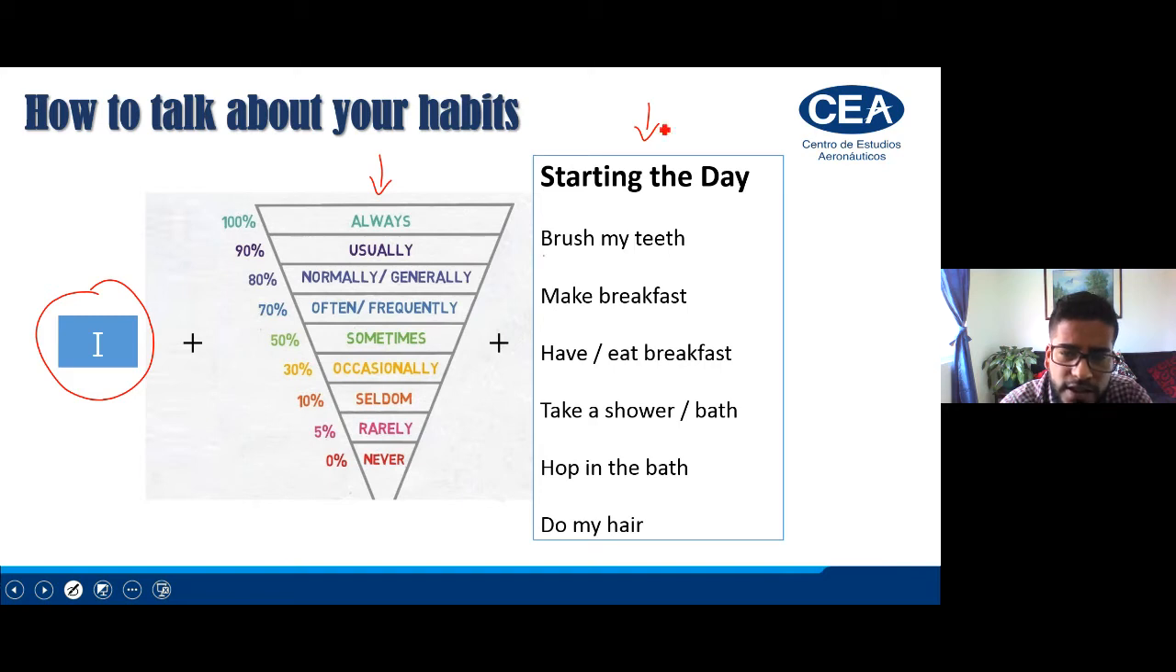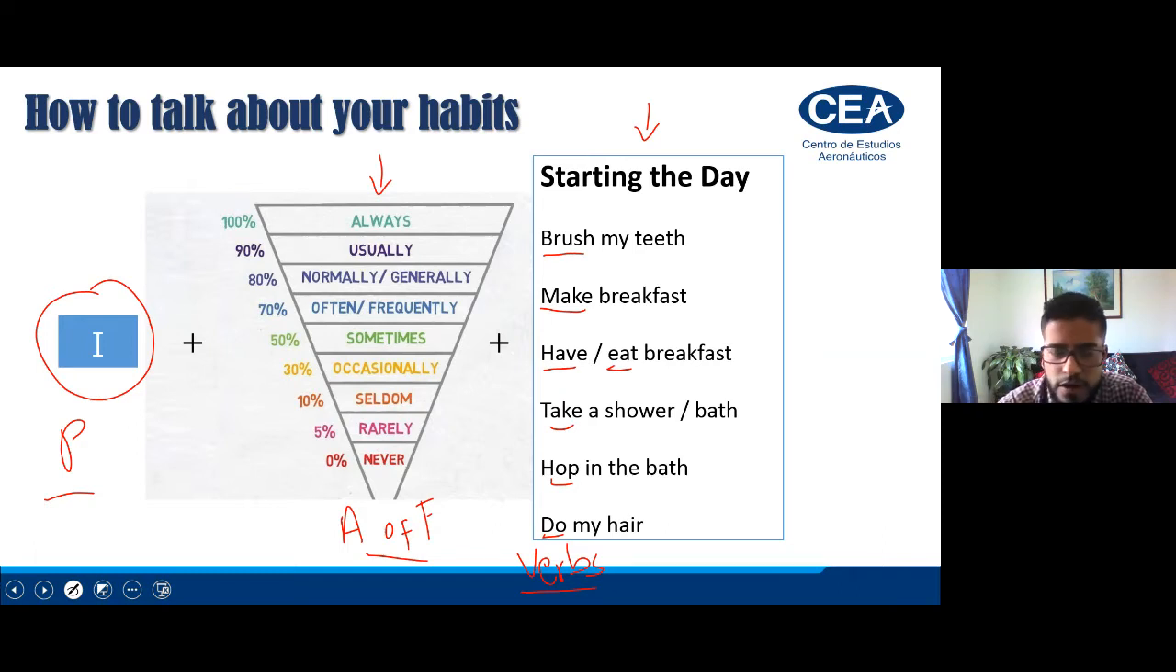In this case, I have brush, make, have, eat, take, hop, or do. Those are going to be the main verbs, the main actions. So we have the pronoun, we have the adverb of frequency, and we have verbs. These are the three parts of the sentence: the pronoun, the adverb of frequency, and the verb. It's going to be like the organization of the sentences.